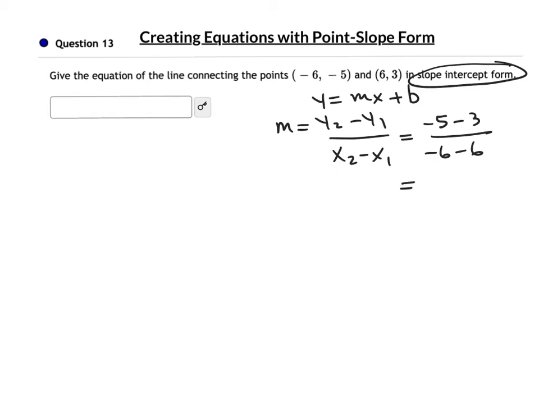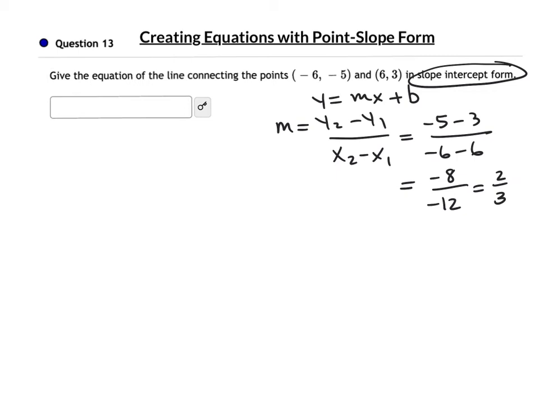Negative 5 minus 3 is negative 8. Negative 6 minus 6 is negative 12. A negative divided by negative is a positive, and those are both divisible by 4. So we get 2/3.